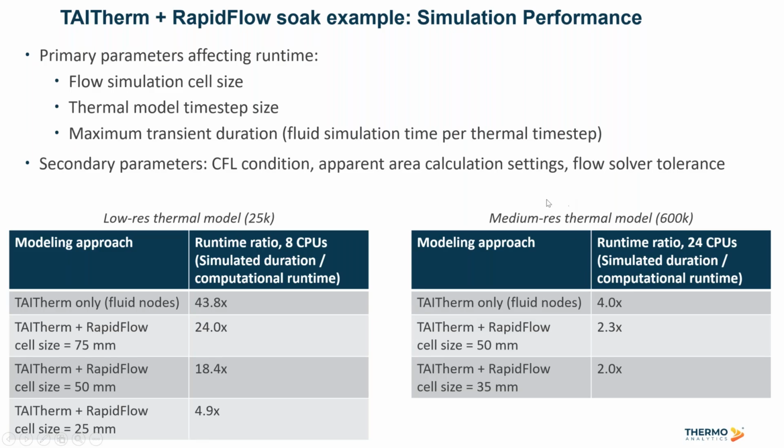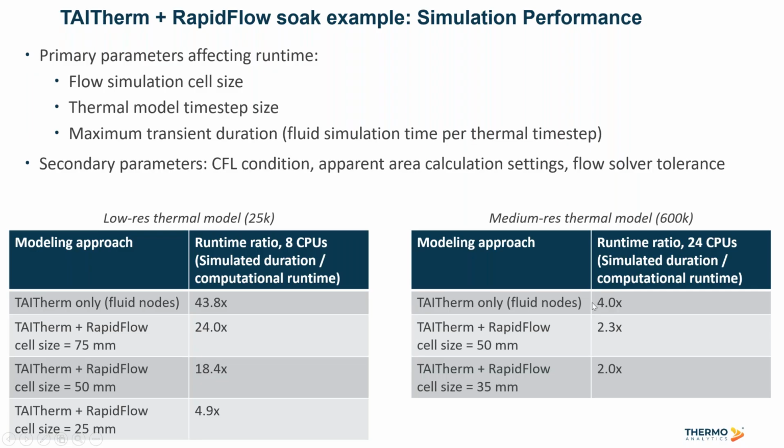The table on the right is from a somewhat more realistic thermal model resolution size, a model with 600,000 elements for the thermal mesh. There, with fluid nodes only, with the thermal solution requiring a lot more. And with this table, we're using 24 CPUs for the computation, where the one on the left was just 8 CPUs on a desktop.